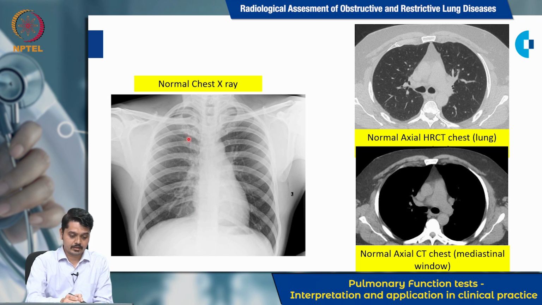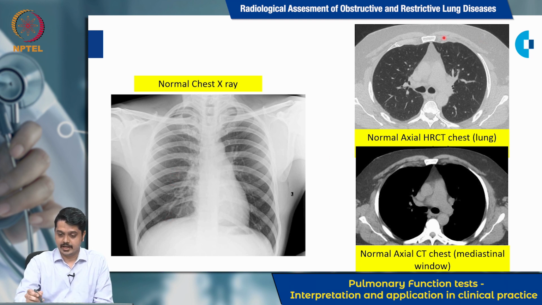The part of the lung which is above the level of the right second anterior rib is called the upper lung zone. The part of the lung between the second to fourth anterior rib is the mid lung zone. The part of the lung below the level of the fourth anterior rib is the lower lung zone.